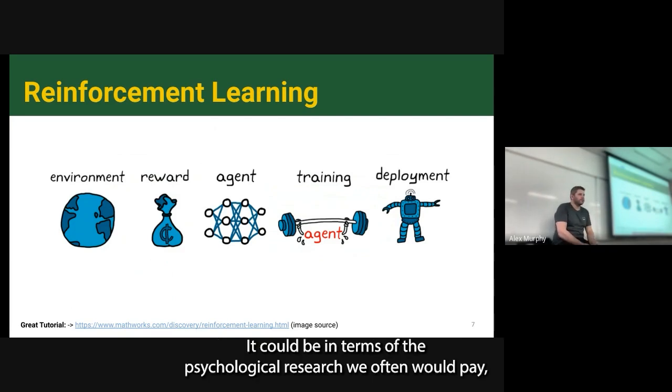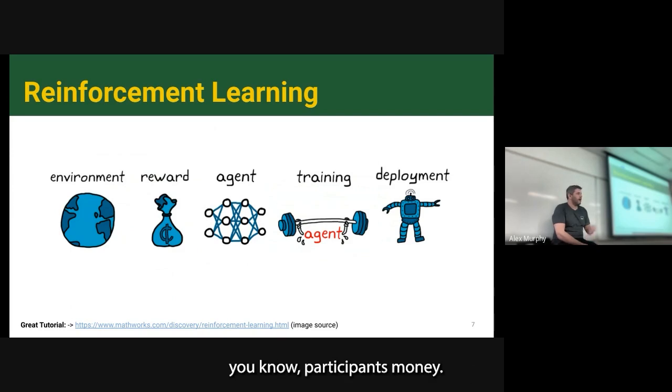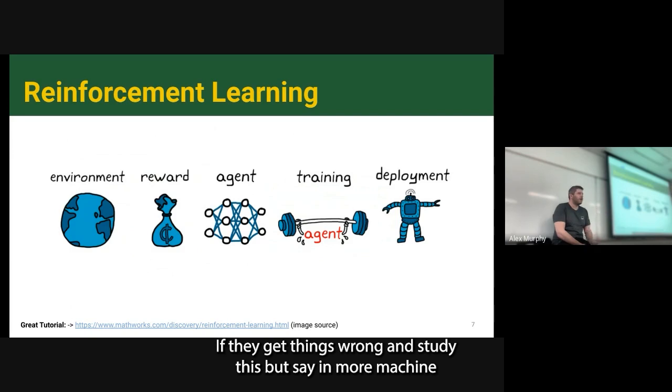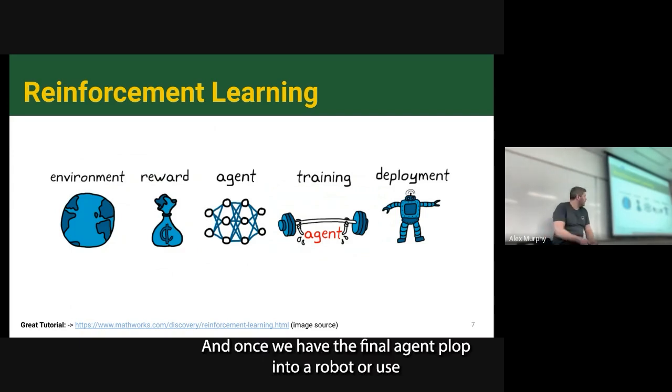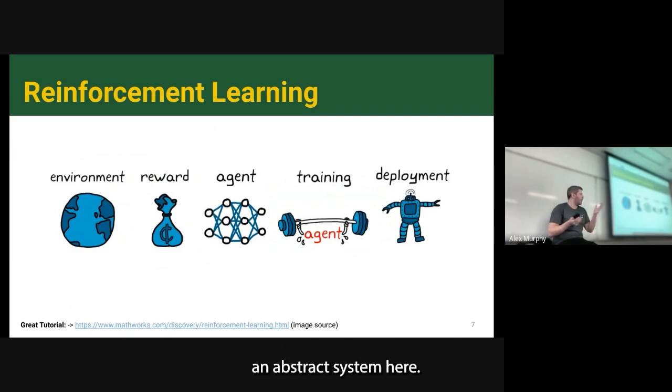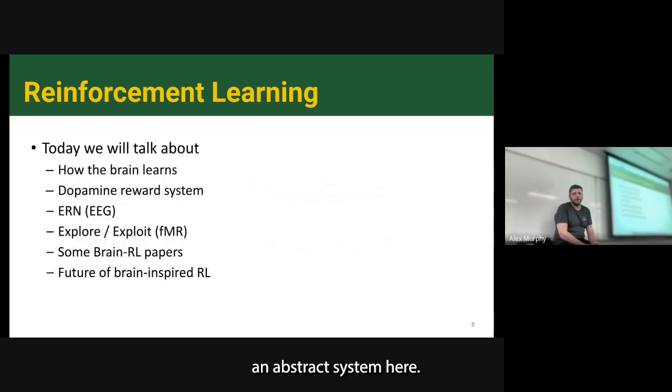In terms of the psychological research, we often would pay participants some money if they get things wrong and study this. But in more machine learning approaches, it's more of an abstract scalar signal. And we have an agent, which is typically modeled as a neural network. Then we train the agent, and once we have the final agent, we can plop it into a robot, or use it as a more abstract system here.